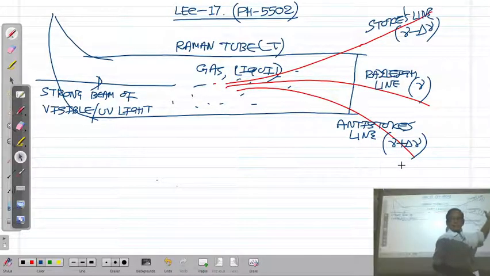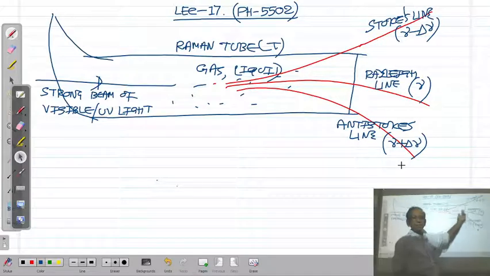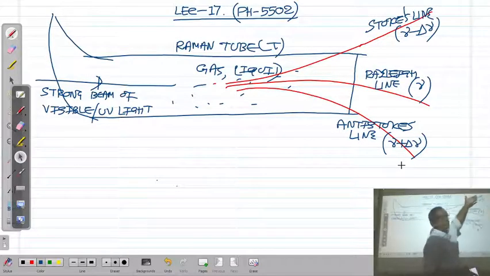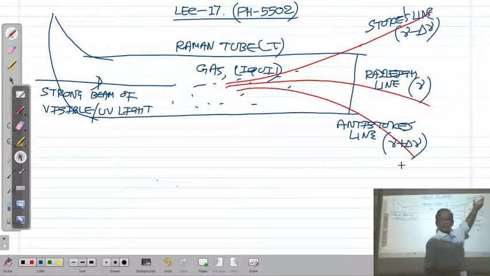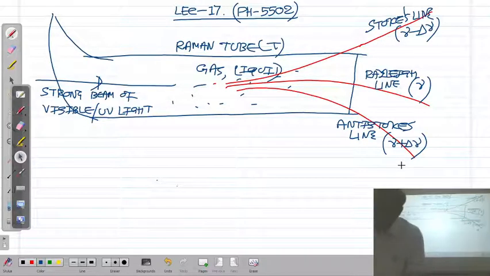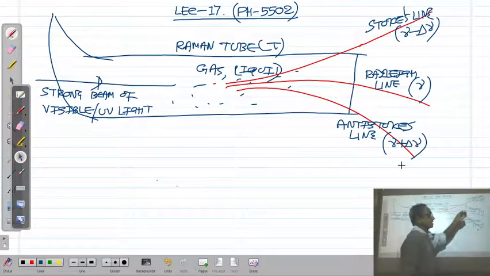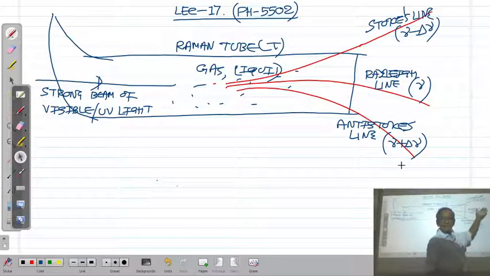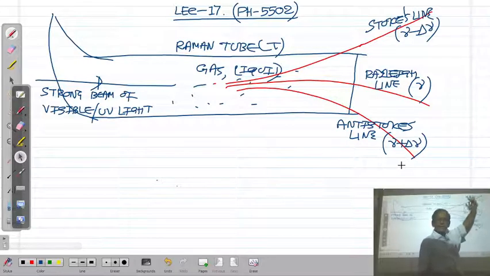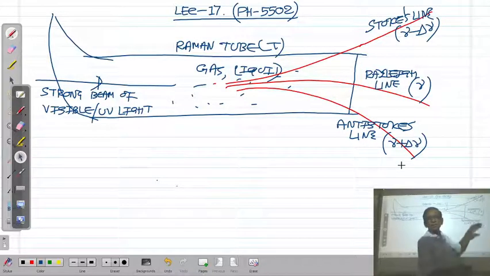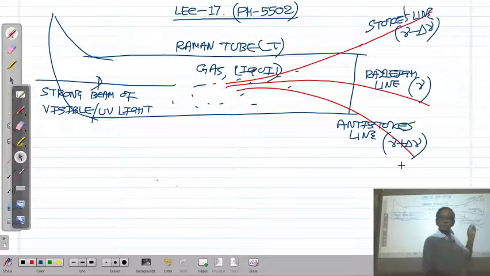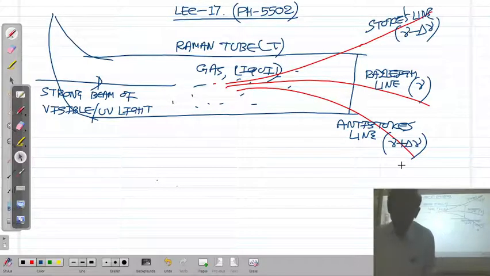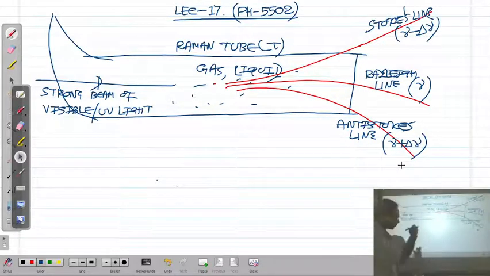One line has the same frequency as the incident light; that is called the Rayleigh line or exciting line. The lines on the low frequency side of the Rayleigh line are called Stokes lines, whose frequency is less than the frequency of the incident light. The wave number is also less than the Rayleigh line: nu minus delta nu. And the lines on the higher frequency side of the Rayleigh line are called anti-Stokes lines, with wave number nu plus delta nu. So this is the spectrum of the scattered light.